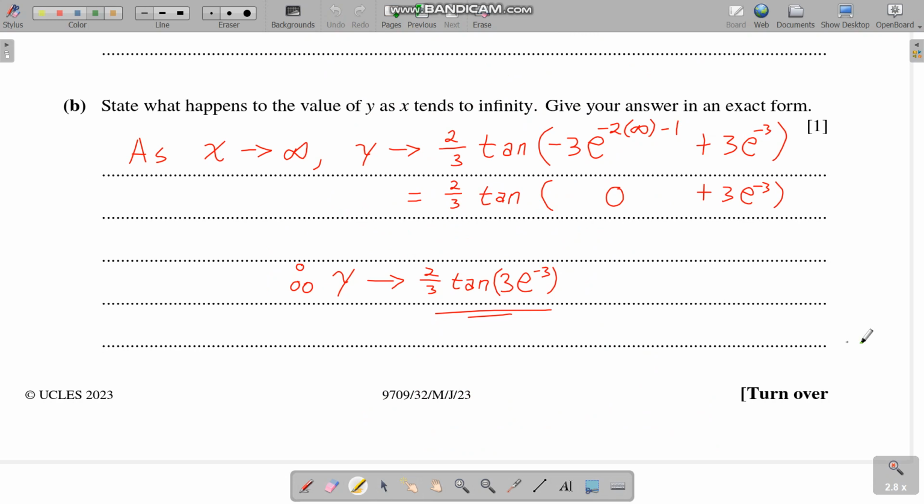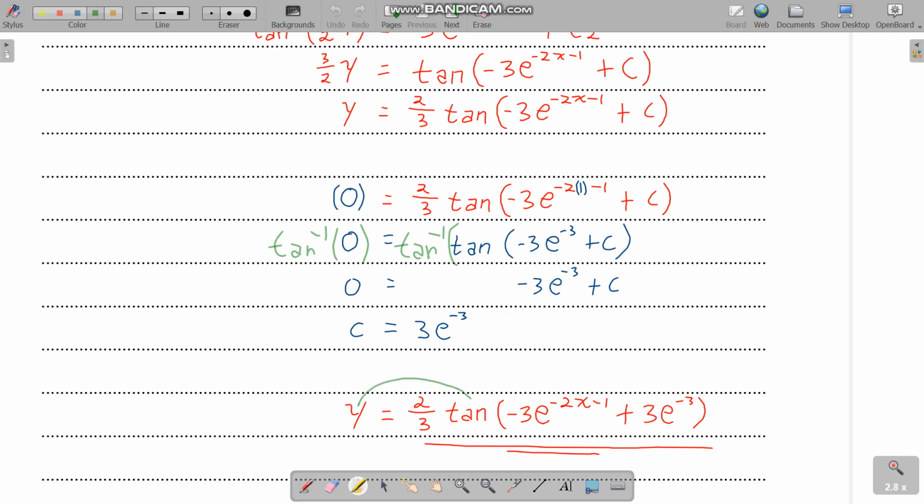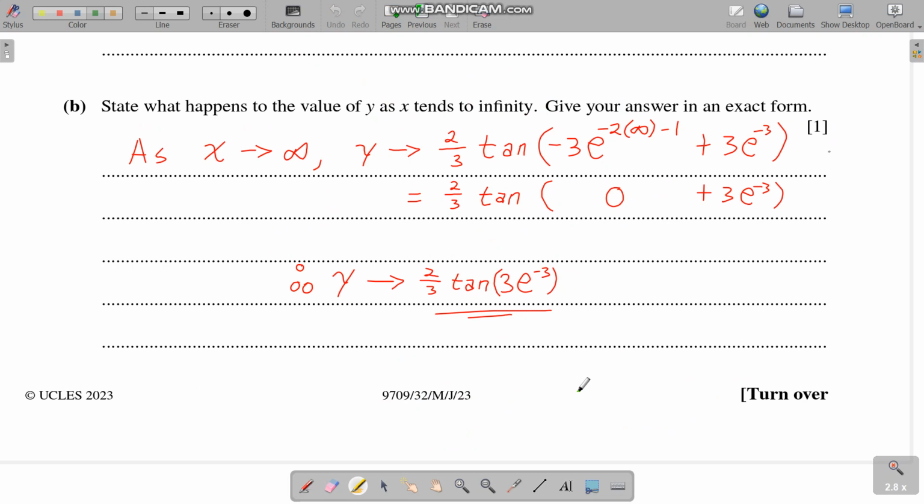Now part B, what is the y when x is infinity? So we just replace the x in the solution here, we replace this x with infinity. So the easiest way is to just use a calculator. In your calculator, just use something big. Infinity means something big, so just use 999. If you do this, you will get 0.